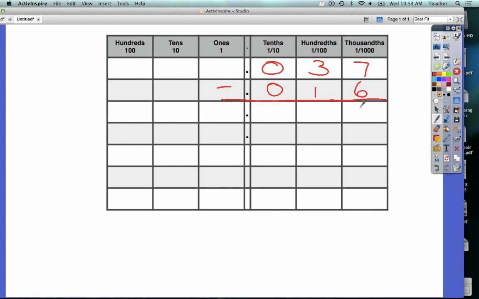Seven minus 6. 3 minus 1? 2. 0 minus 0? 0. So if I were to decompose this number, I didn't want to do that. So how many total thousandths would I have in this number? How many total thousandths? 1. 21 thousandths.